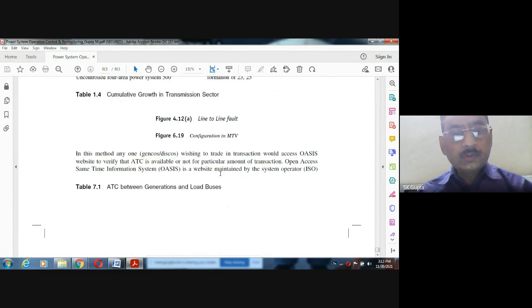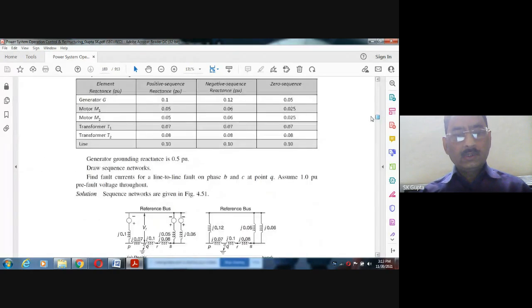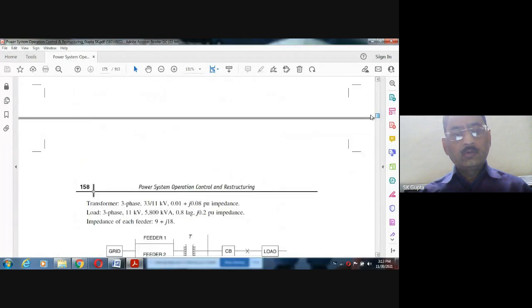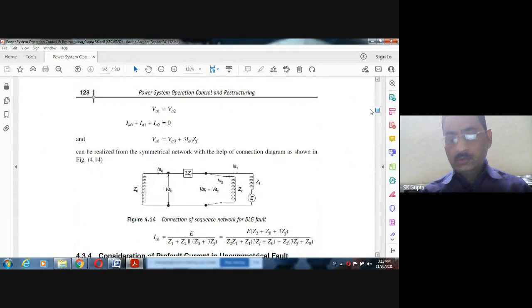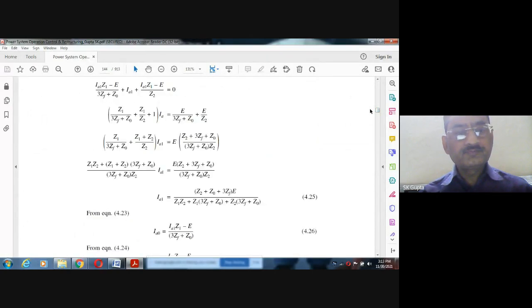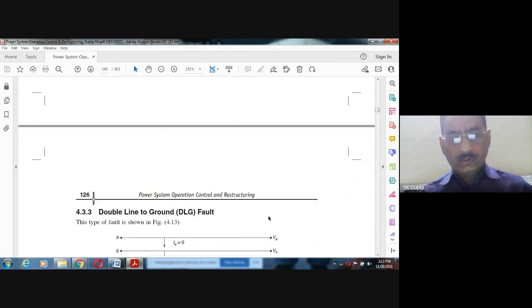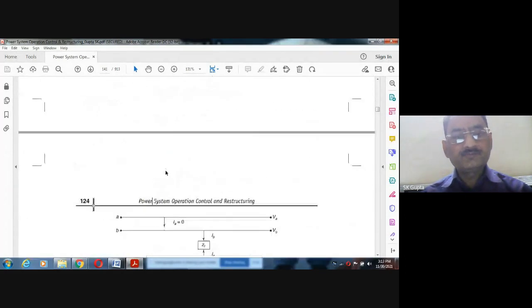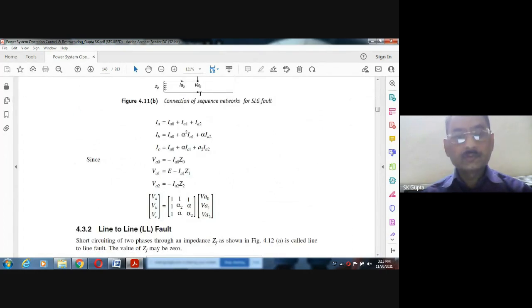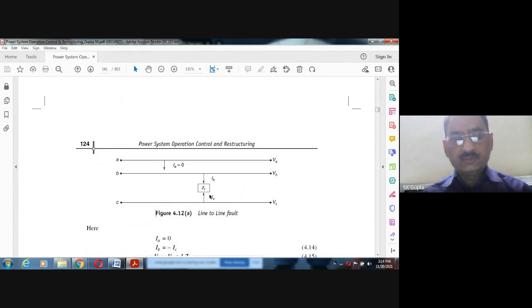Now we will take the line to line fault. Say the network has n number of buses, but at bus number k, the line to line fault has taken place. Line to line means any two phases, phase B and phase C, become short circuited. So first of all, let us have such a type of fault. This is line to line: phase B and C become short circuited.